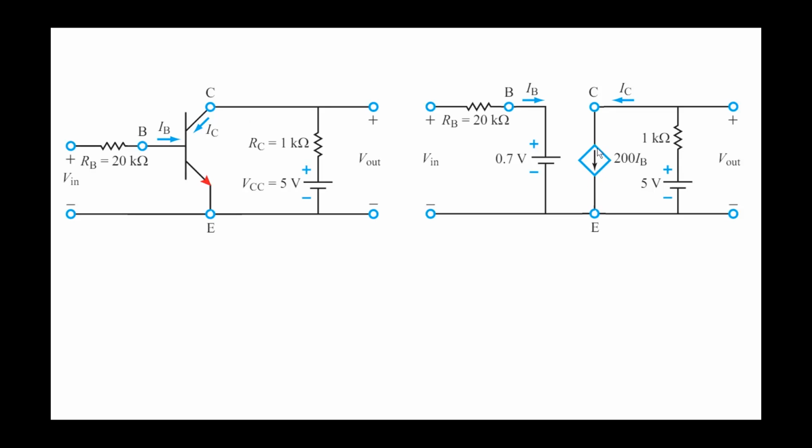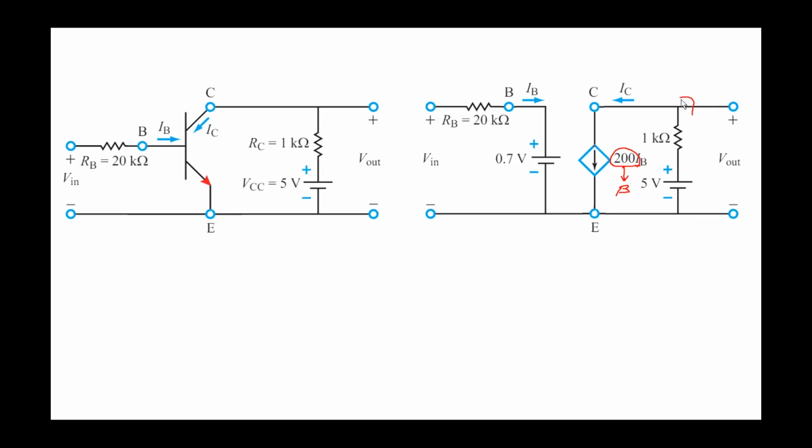We'll see that the main device here is a current-controlled current source. This current IB is multiplied by this factor 200, which is sometimes called the beta of the transistor. It's really the current gain. And that controls the collector current entering the transistor. So a small current going into the BJT causes a large current to flow from the collector to the emitter, and that current is supplied by this DC voltage source here.